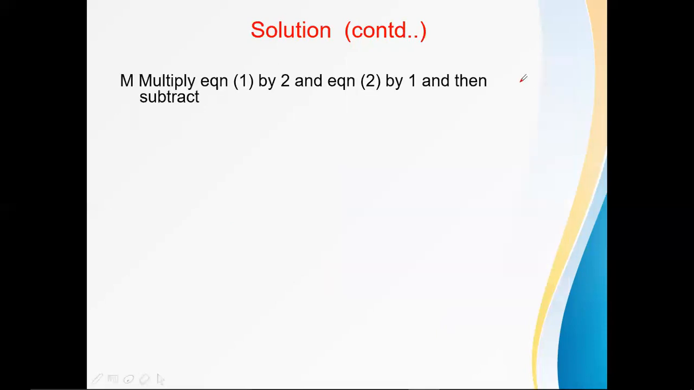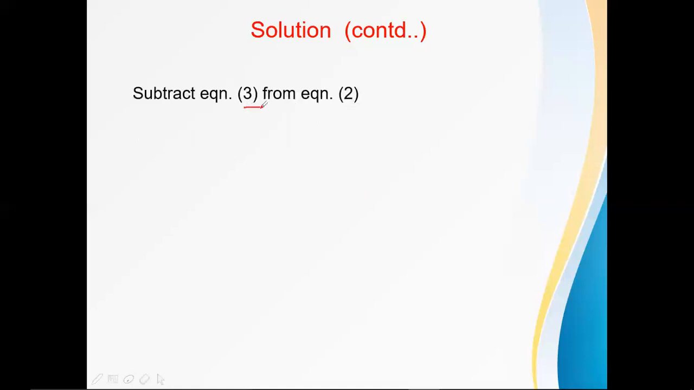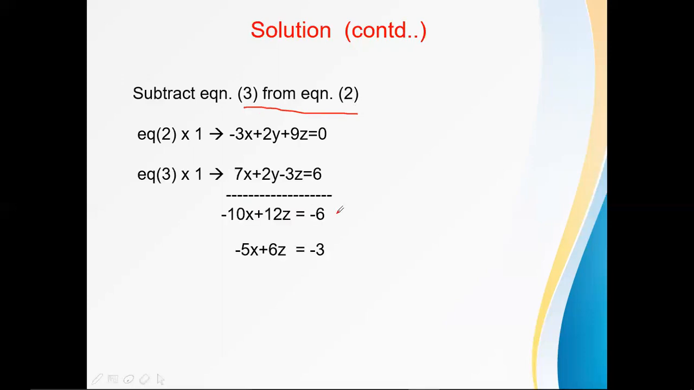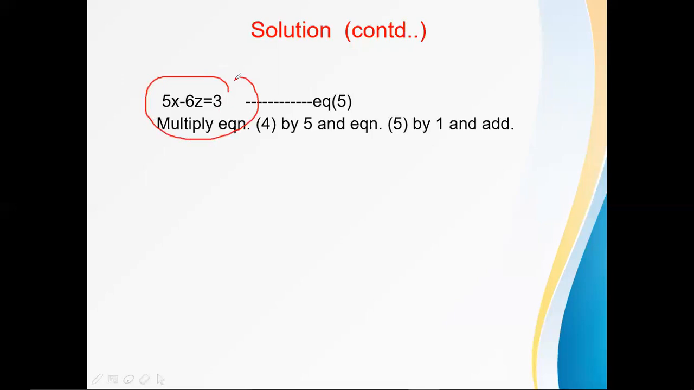By solving equations 1 and 2, multiplying equation 1 by 2 and equation 2 by 1, it will become like this. If you solve these two equations, you will get x and z. After solving 1 and 2, you will get the fourth equation. Then you need to solve 2 and 3, or 3 and 2. Subtract 2 and 3, you will get equation 5. Now you need to solve equations 4 and 5. Then you will get two unknown parameters, x and z.